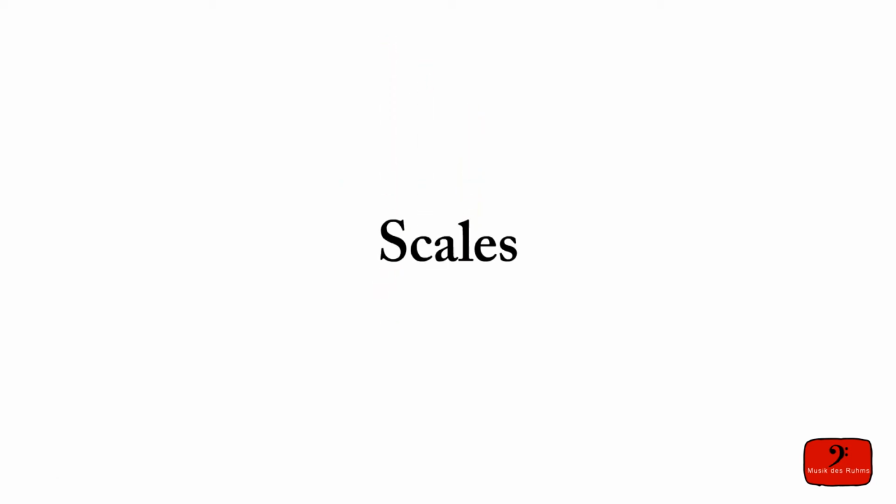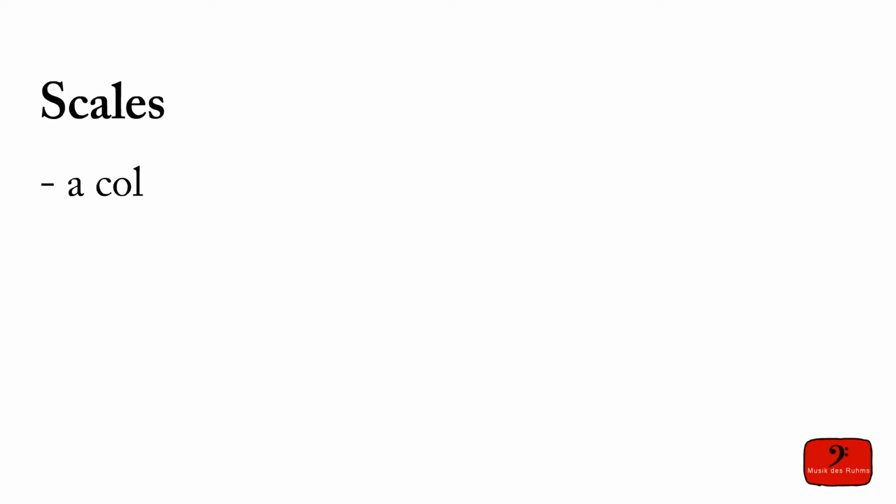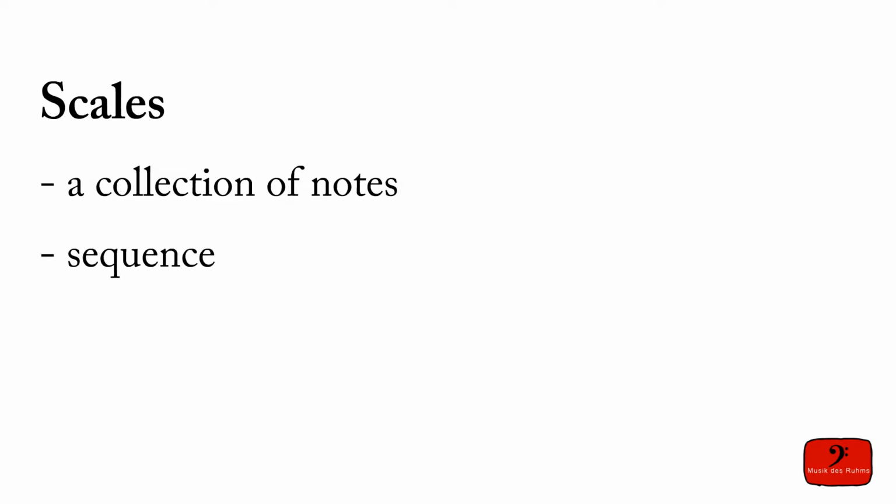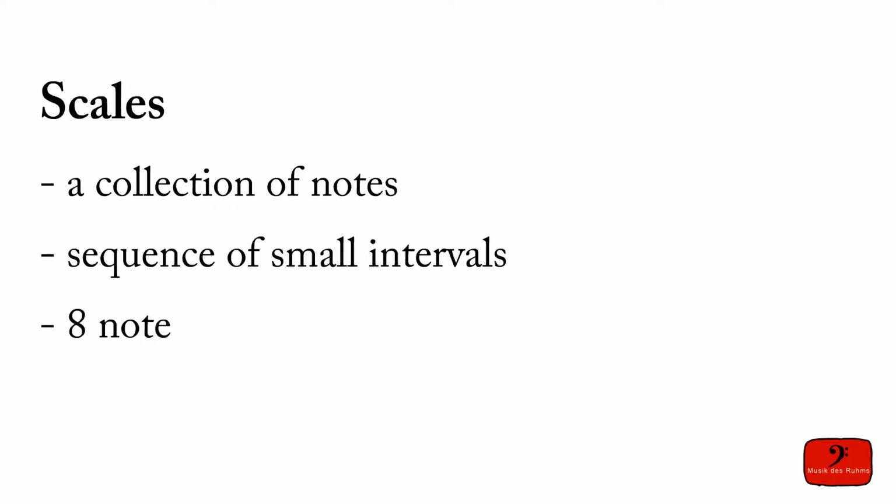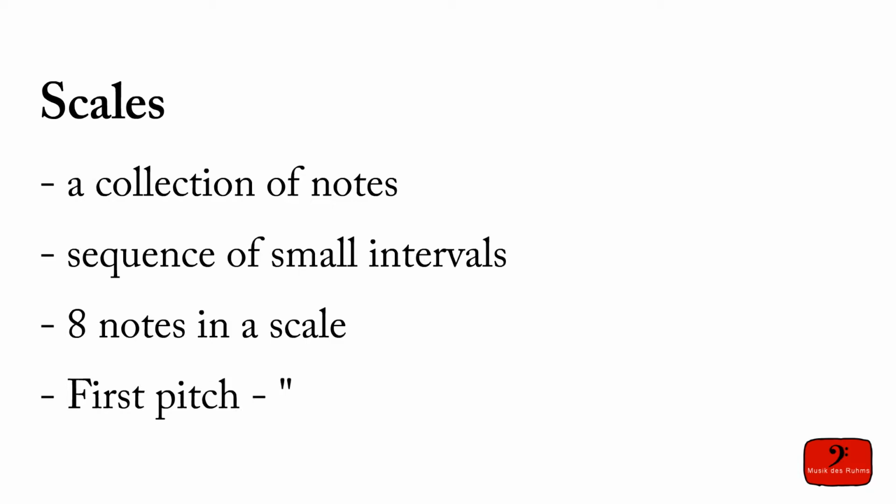Second section in Lesson 2. Scales. A scale is a collection of notes, which are commonly grouped together in order of pitch. It is a sequence of small intervals, called tones and semitones. A scale begins and ends at the same note. So, totally there will be 8 notes in a scale. The first pitch, or note of the scale, called the tonic, is the pitch upon which the scale is based.